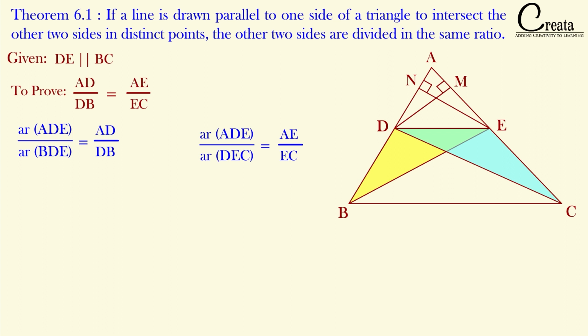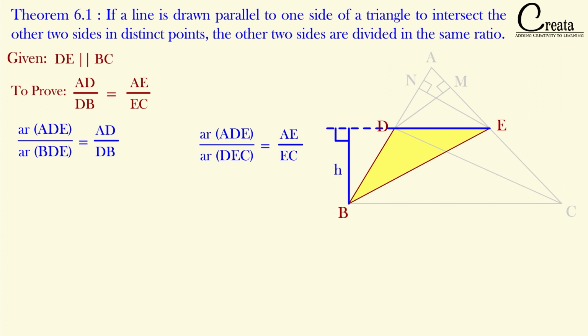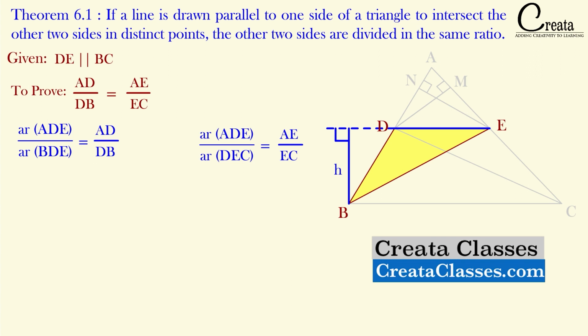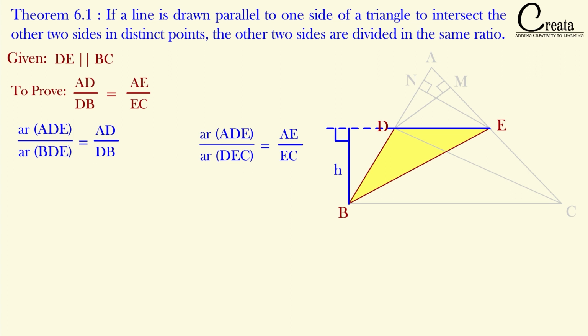Okay, coming back. Let's find the area of the triangle BDE. This triangle. If we take the base as DE, what will be the perpendicular? This will be the perpendicular. Okay, I am not giving the name. We have already given various nomenclature. Just this is the perpendicular or this is the height. I am taking this as H. So area of this triangle will be half into DE into height, that is H.